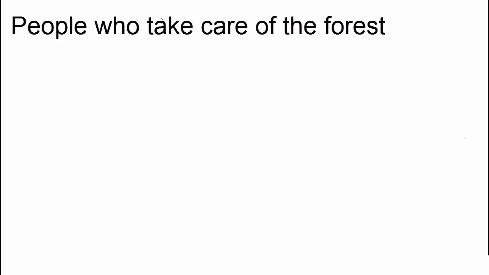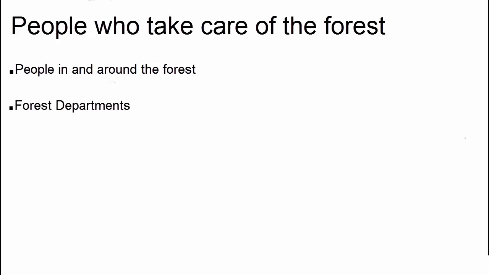So you have many people in the forest who actually help save the forests. Like you have the people who live inside the forest itself, like tribal people or villagers. Next you have people around the forest, that's again villagers, maybe small towns. And then you have your forest department. That's basically a department kept by the government to ensure the safety of the forest, to make sure that the forest is not destroyed horribly.